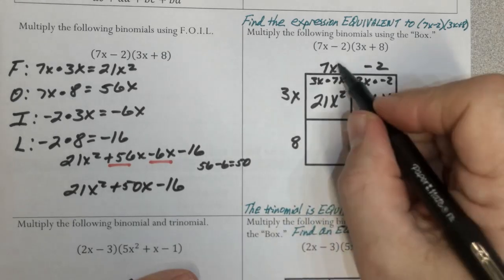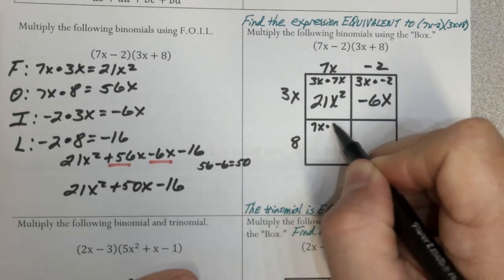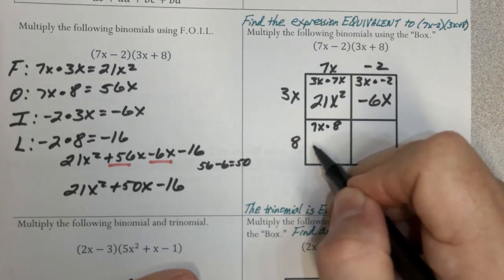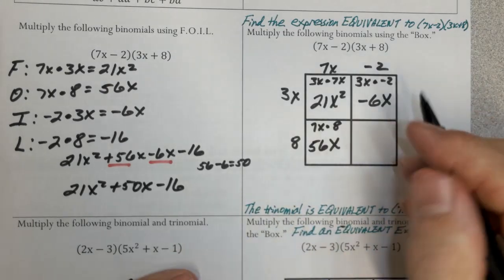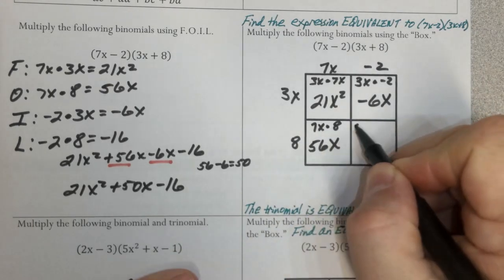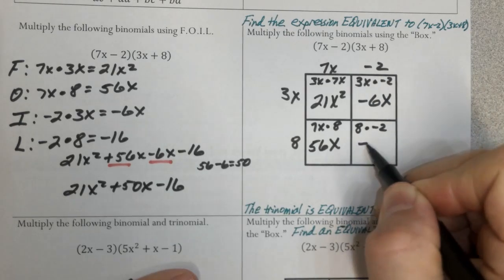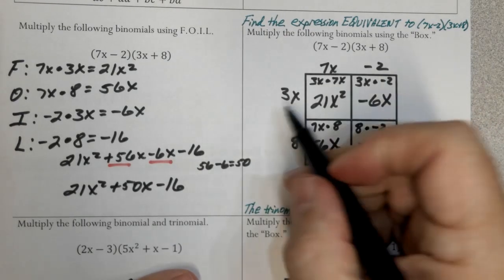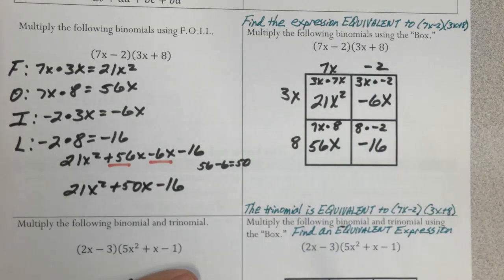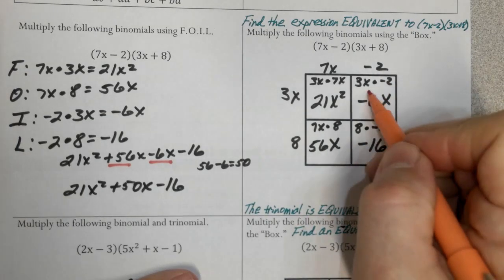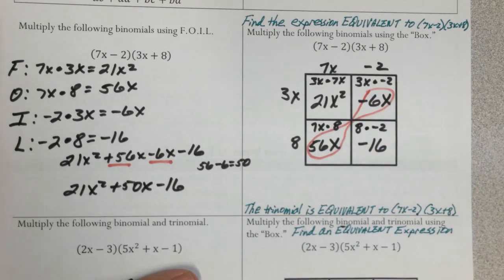And then in this box, we'll go 7x times 8. So 7 times 8 is 56, so that'll be 56x. And then 8 times negative 2, and we have negative 16. Now if you did the box method correctly, these two boxes will always have x's, they will be like terms, and we will end up combining them.